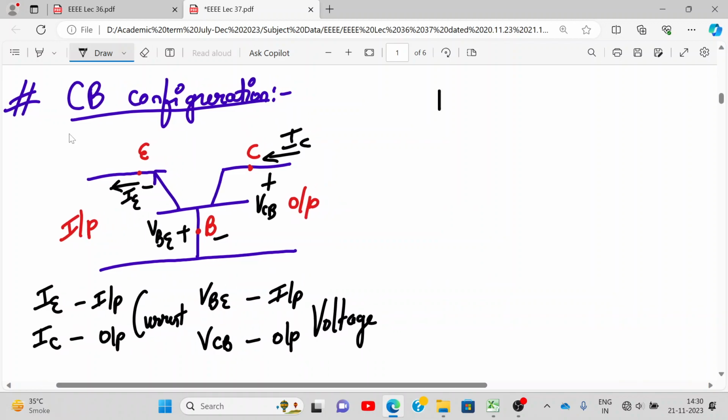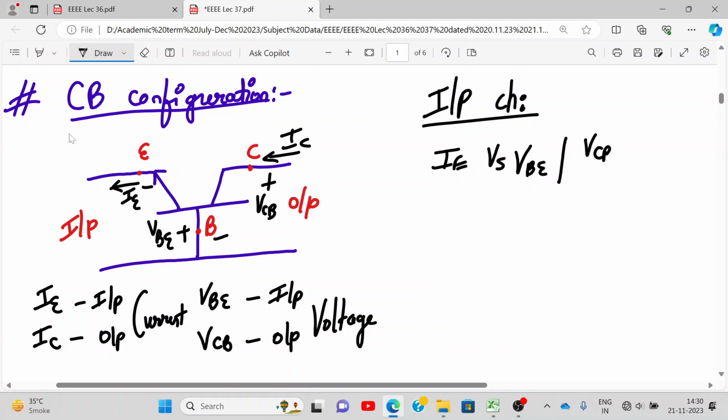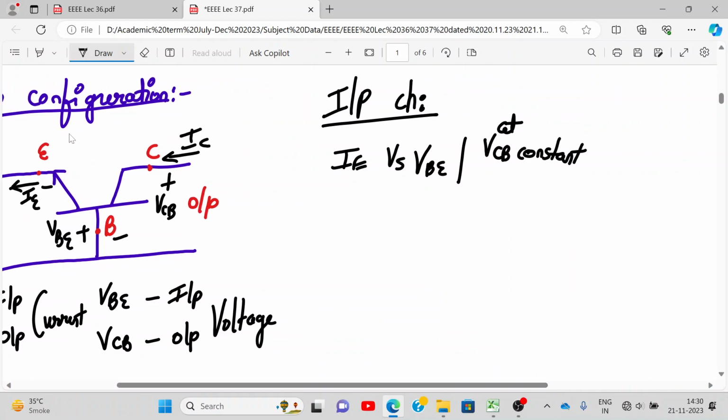So now tell me, if I plot input characteristics, which two will I plot? Input characteristics is between input current and input voltage. So what is input current? IE, right? Versus, tell me, VB at constant VCB, right? Input current versus input voltage at a constant output voltage. Now, let's plot the characteristics.